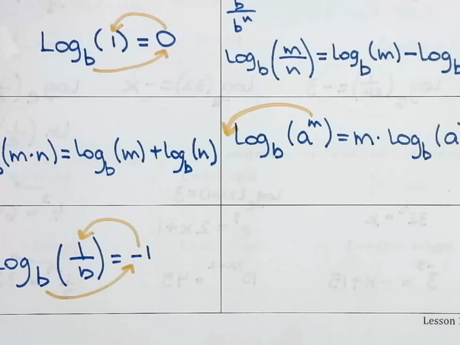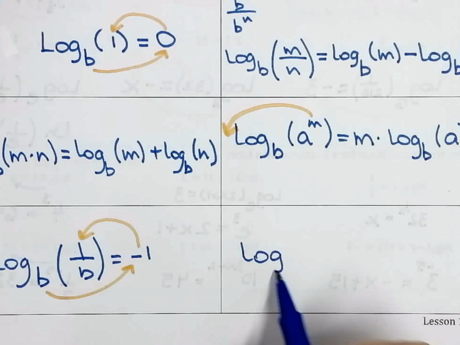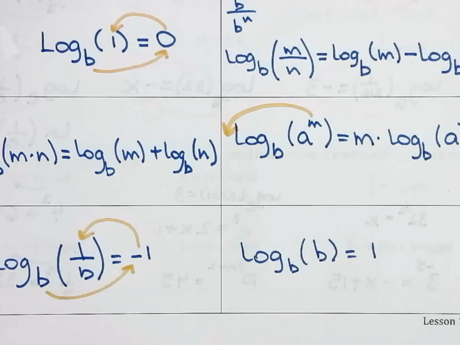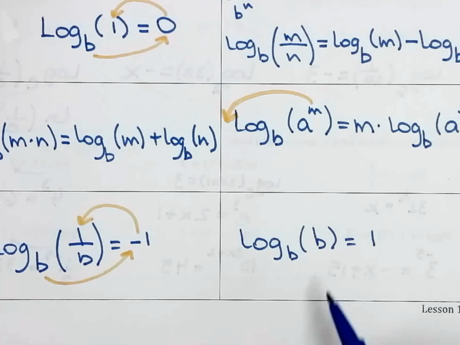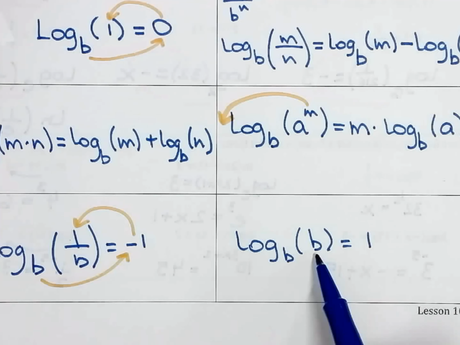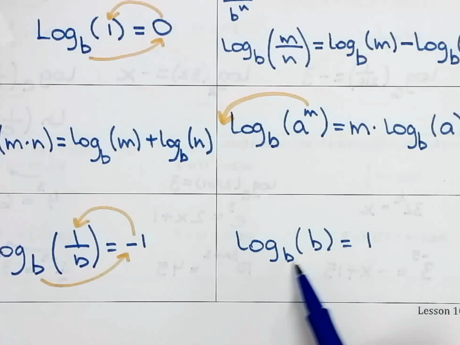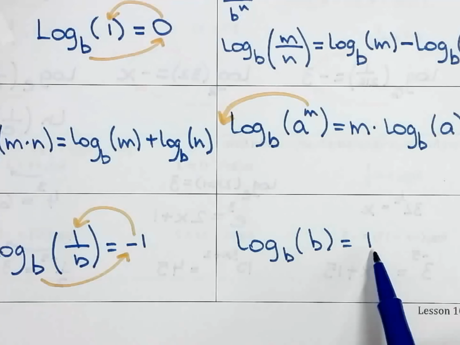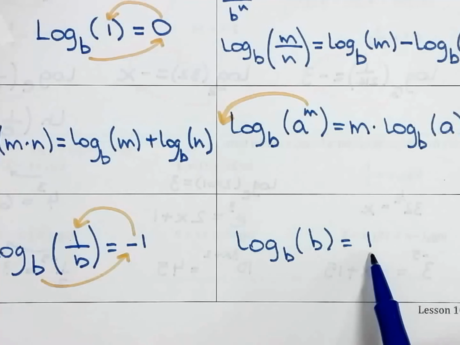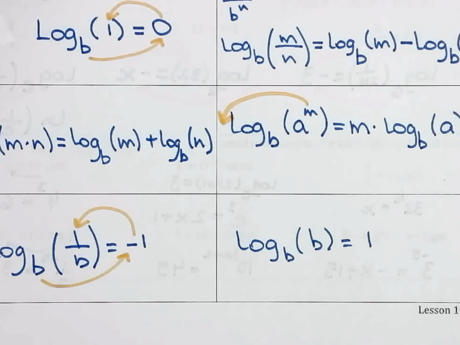And the easiest one of them all, I have log base b of b equals 1. So if you want to write yourself a little side note here, when the base and the argument are the same, then that equals 1. Base and argument are the same, that equals 1. And that's the end of page 2.